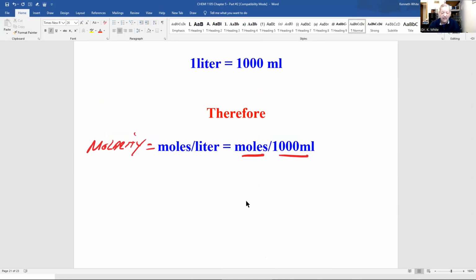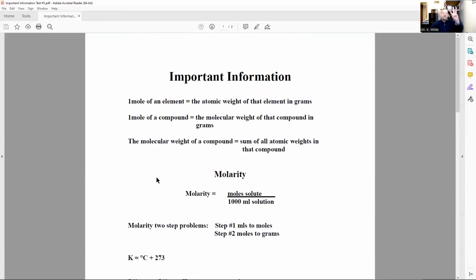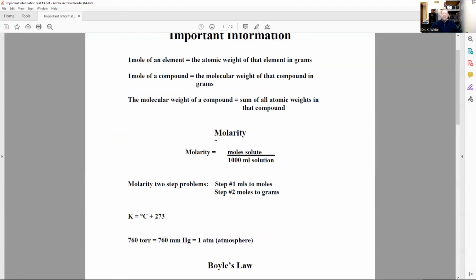Now, as you know, this whole semester, I've cut down on overall memorization. And if you look at test number 3, important information, molarity. Molarity is moles of solute per 1,000 milliliters of solution. And usually you don't put the term solution there. You just have moles of solute per 1,000 milliliters. And that's molarity.